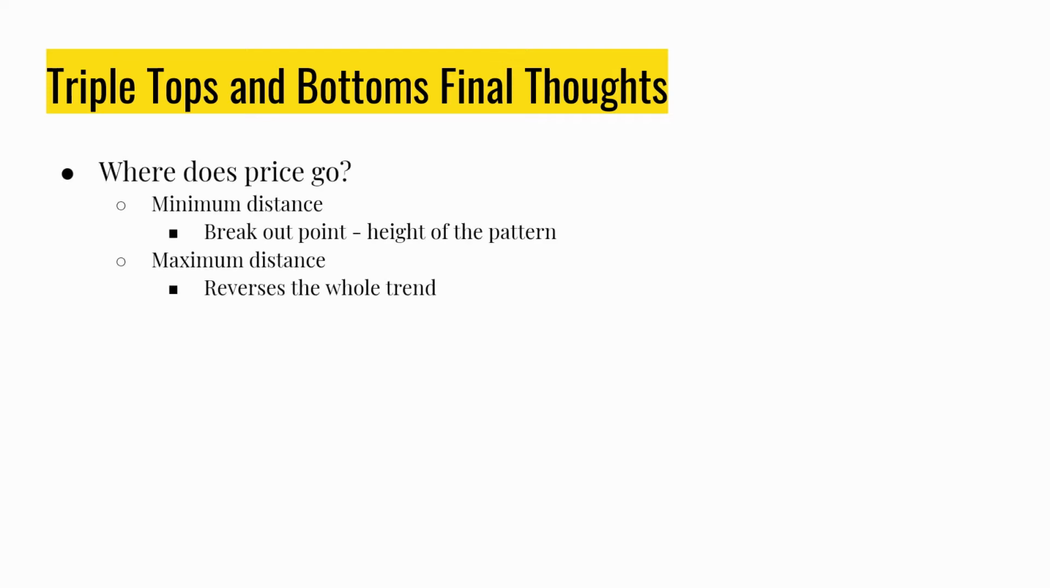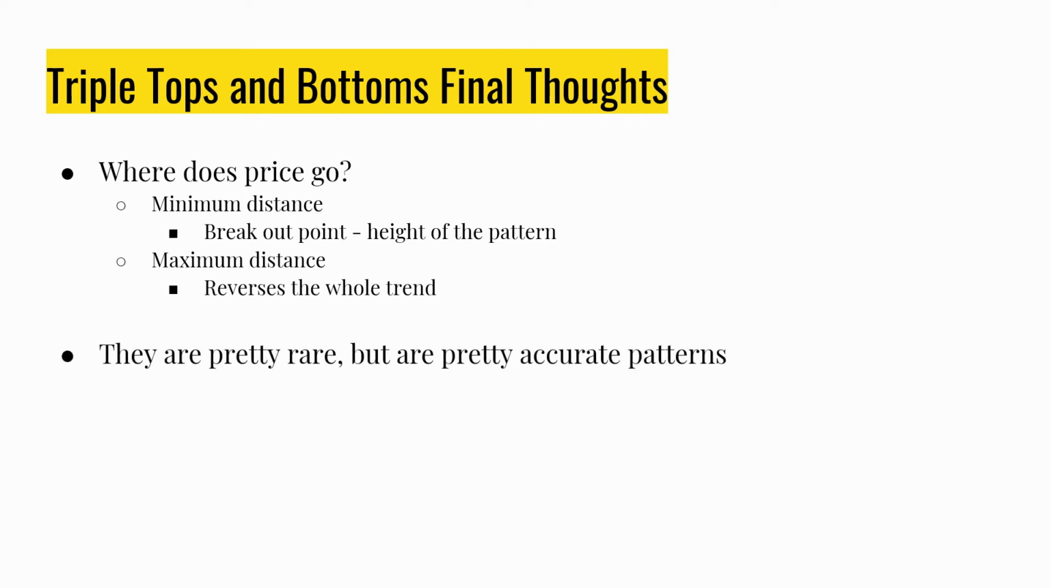The first concept is where does price travel to once price breaks through the neckline? Well, that's pretty simple if you watch the head and shoulders video because it basically does the same thing. So the minimum distance will be subtracting the height of the pattern from the breakout point. The maximum distance will be reversing the entire trend. So if the stock went up during the uptrend, the stock would return to its original price before the uptrend.